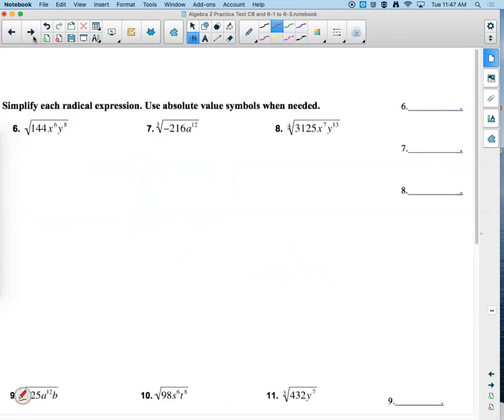Now we start the hard work. Simplify each radical expression. Ooh, we better underline this. Use absolute value bars when needed. Remind me again, when do we use them? Even roots with odd power answers.